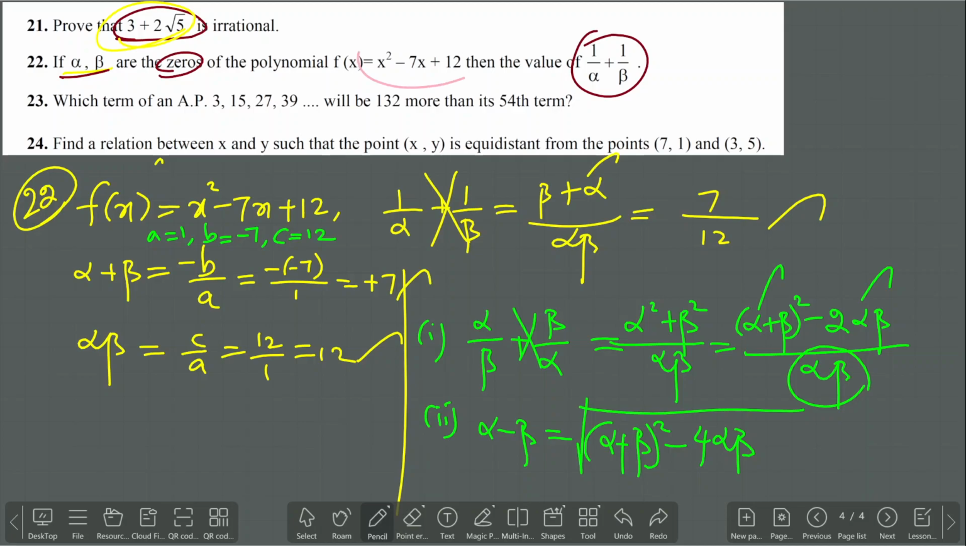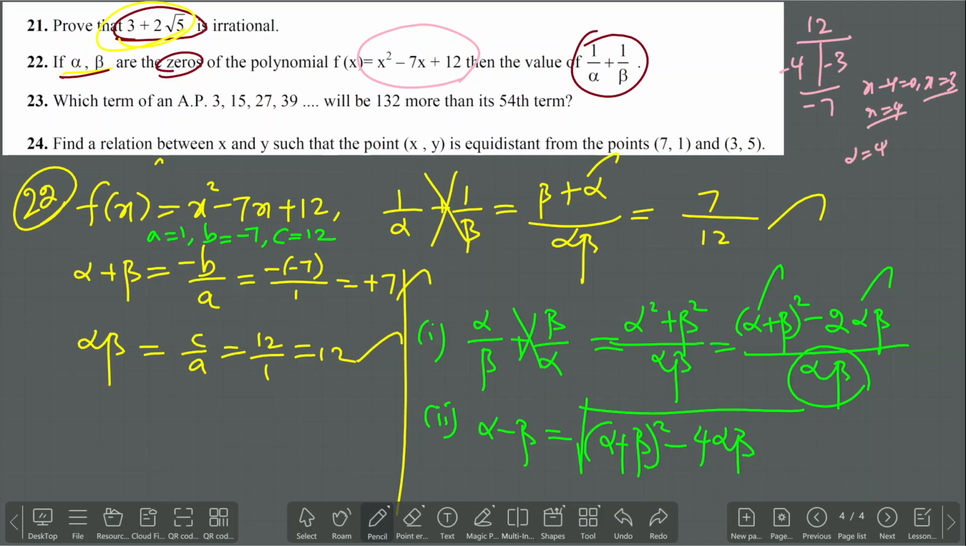The same question we can solve by factorization. What, my dear? Factor. 12 minus 7, 4 3s are 12, both are negative. Then x minus 4 equal to 0, x equal to 4, x equal to 3.